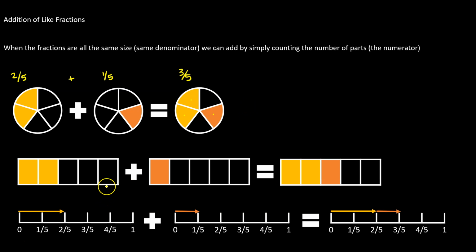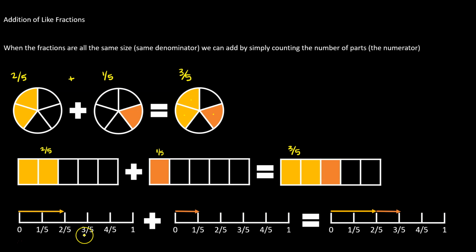We can also use rectangles that are partitioned to represent the same addition. So we have 2/5 represented using 2 shaded portions out of the rectangle, and we have 1/5. Adding them together, we're simply filling in the pieces that we have. So we see the 2 yellow pieces, the 1 orange piece, and the fact that they're different colors doesn't matter because when we add them together, we just count that we have 3 shaded pieces out of the 5 that we would need to make a whole.